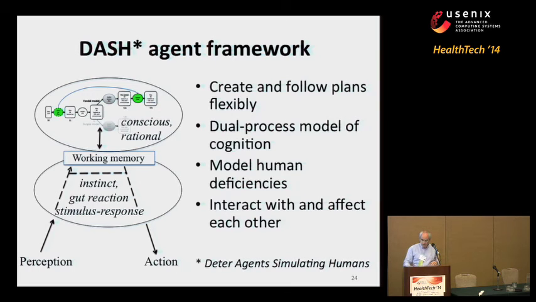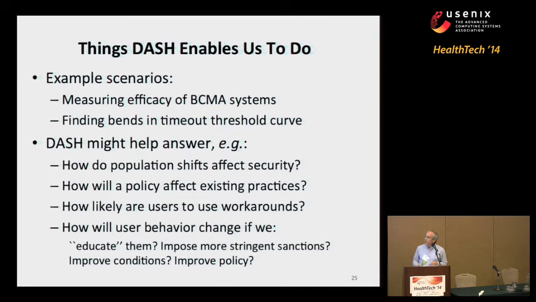And all these agents then are interacting with each other both directly and through the world in which they have, say, contention for certain resources, like these computers that they might be logged onto. So some of the things we've looked at so far in this scenario include the BCMA system, the barcode medical administration system.